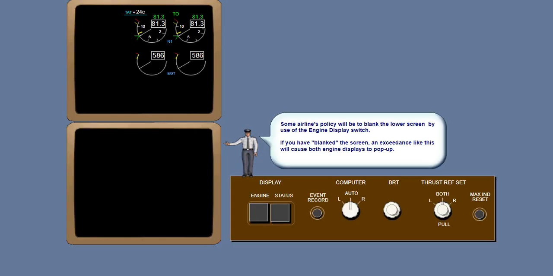Likewise, if the lower screen is blanked when oil pressure or temperature reach the amber band or the red line limit, or when the oil quantity decreases into the low quantity band, all oil parameters for both engines are automatically displayed.